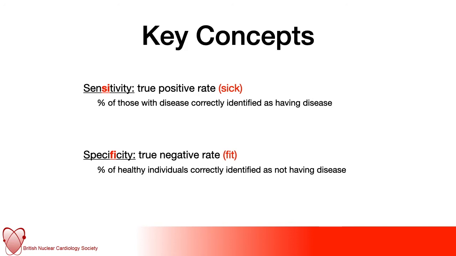The idea of sensitivity is how good we are at detecting the proportion of patients who are truly sick. So sensitivity, the SI in the middle, that's how good we are at detecting the sick patients, i.e. the true positive rate that we get. Specificity is on the flip side of that. That's how good we are at identifying the truly well patients, so the patients who truly don't have the disease. And the FI in specificity, how good we are at identifying the fit patients. So this is the true negative rate. And this is a key concept as we're going through the next slides.